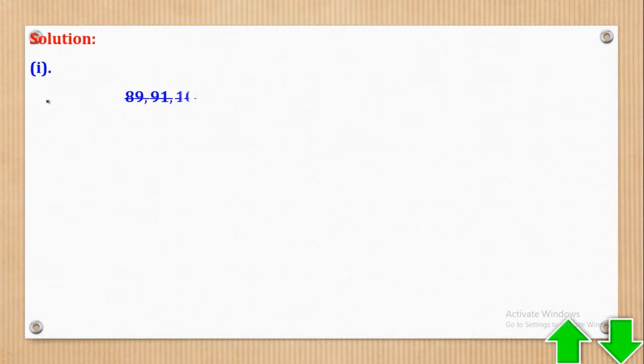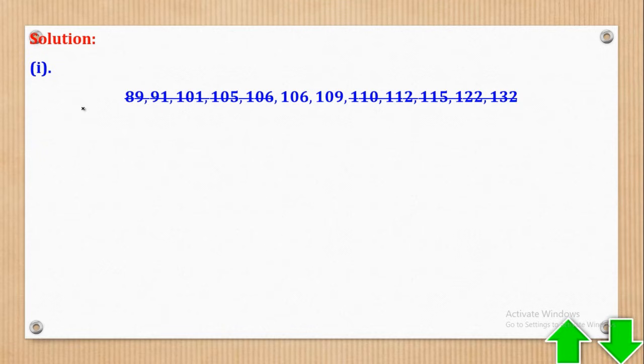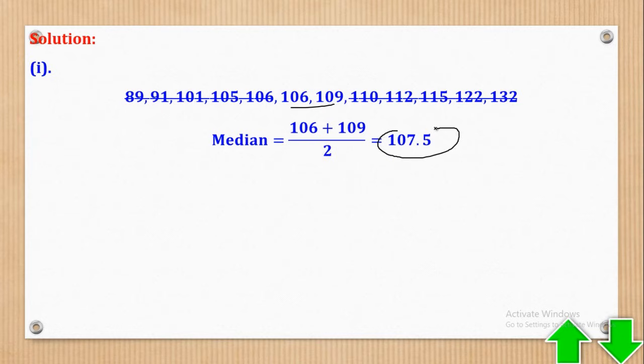So we shall start with Roman 1. For the median, remember we said we arrange in ascending order. In this case we have arranged in ascending order. After that we keep cancelling at the ends. So 1, 1 at both ends, then 2, 2, then 3, 3, then 4, 4, and 5, 5. Now I'm left with two values in the middle. To get the median, I have to get the average of those two values. So this plus this over 2 gives me 107.5, and that would be the median time they wanted.